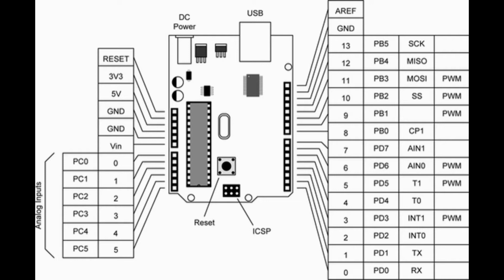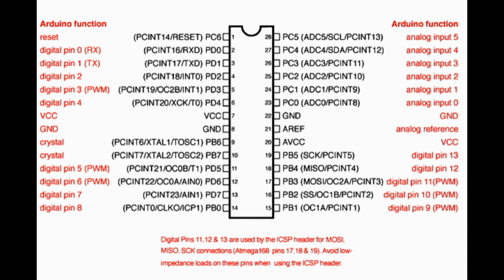Out of these 14 pins, some pins have specific functions as listed below. Serial pins 0, RX, and 1, TX. RX and TX pins are used to receive and transmit TTL serial data. They are connected with the corresponding ATmega16U2 USB to TTL serial chip.